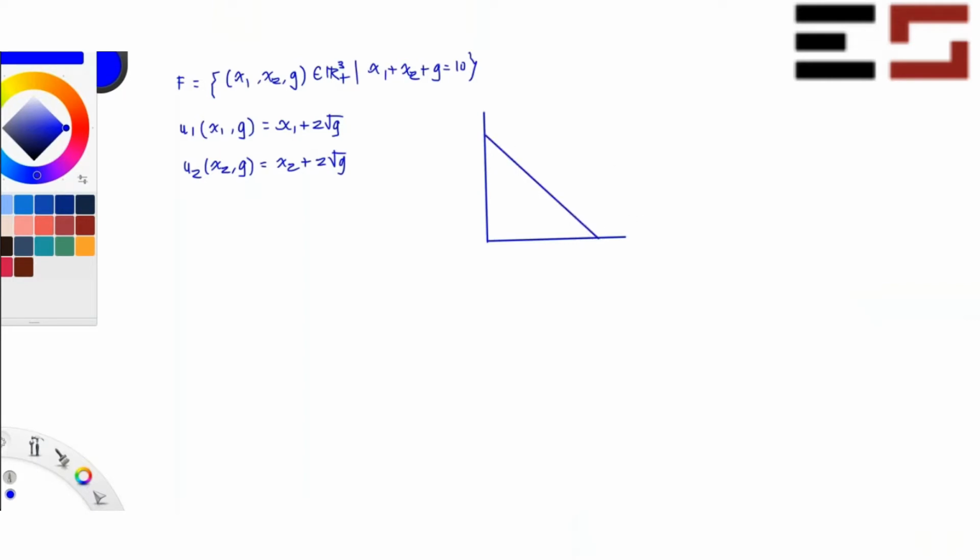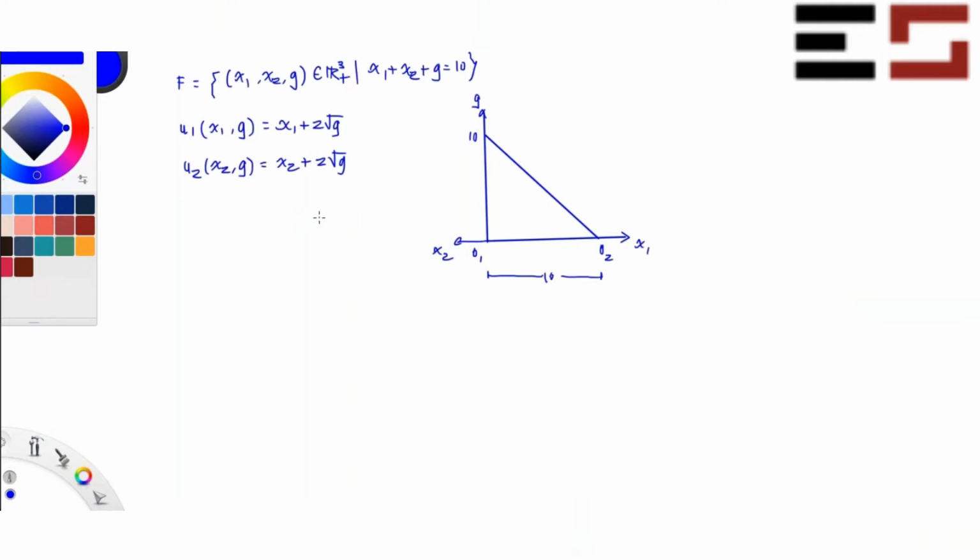Again we can draw the set of all feasible allocations: origin of 1, origin of 2, also the origin of the firm. This is x1, x2, and in this direction it is g. Now this is 10, this is also 10. So how will you figure out Pareto efficient allocations in this case?